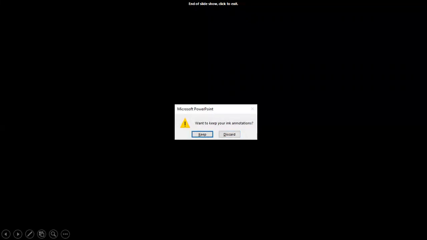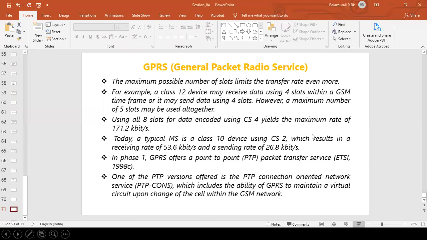Okay, but it will be interesting to see how IPv6 is used for all this purpose. But with IPv6, this is possible. Okay, so that's it about GPRS.